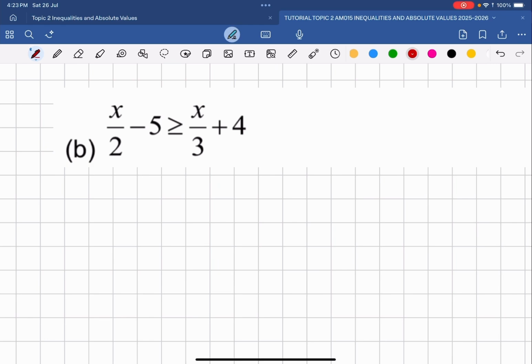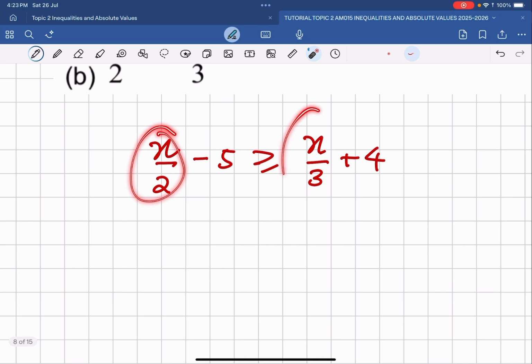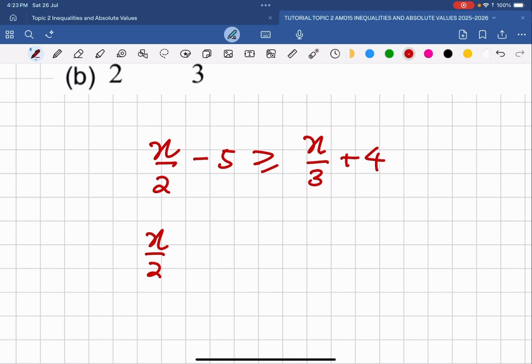We have x over 2 minus 5 greater than or equal to x over 3 plus 4. Now let's copy down the question first: x over 2 minus 5 greater than or equal to x over 3 plus 4. Now let us collect all the x together. We write down x over 2. This is a positive x over 3, bring it to the left hand side, it's going to be negative x over 3. So x over 2 minus x over 3 greater than or equal to 4.